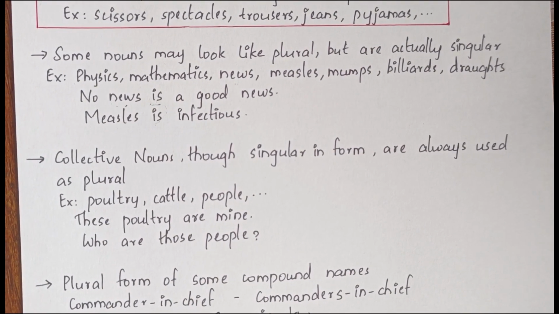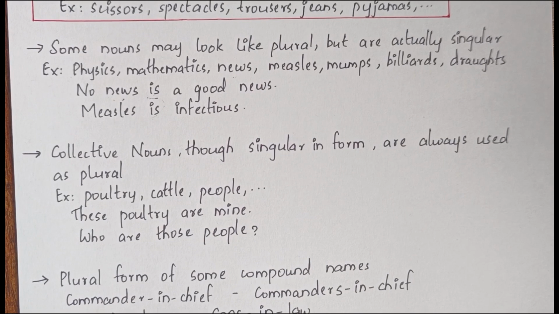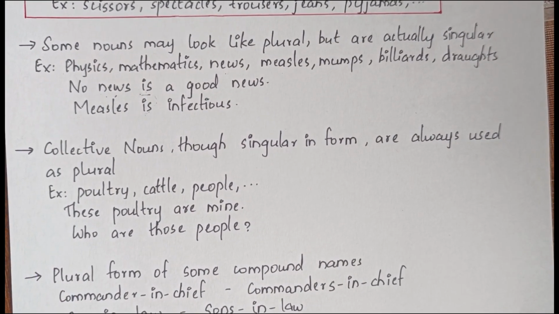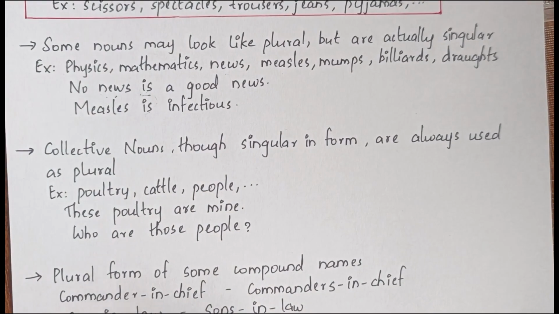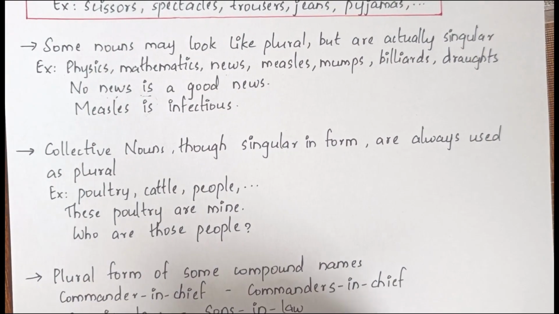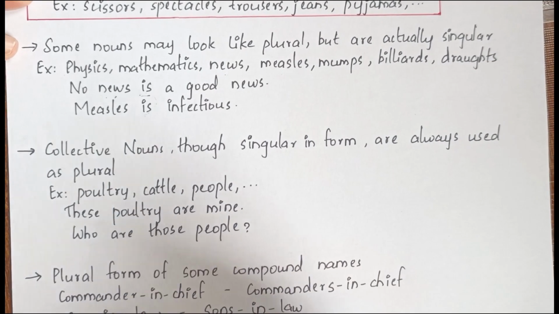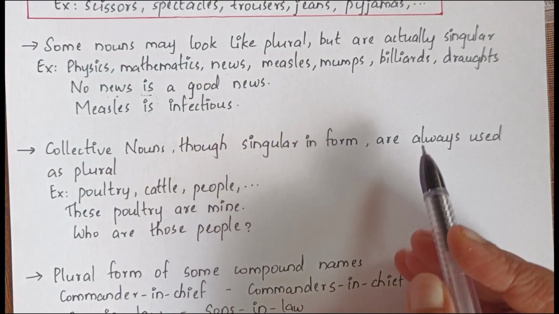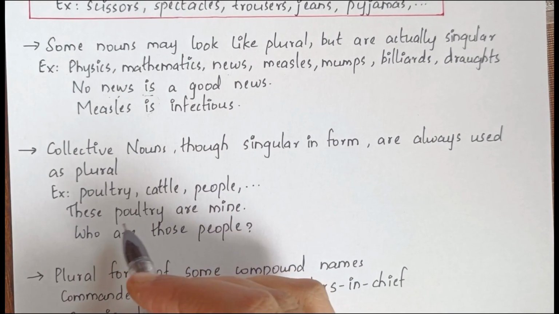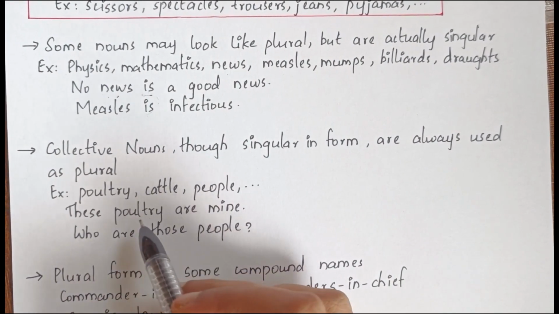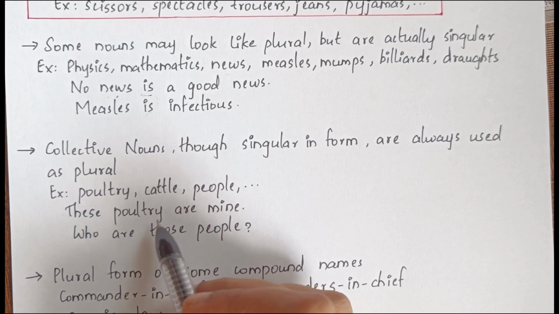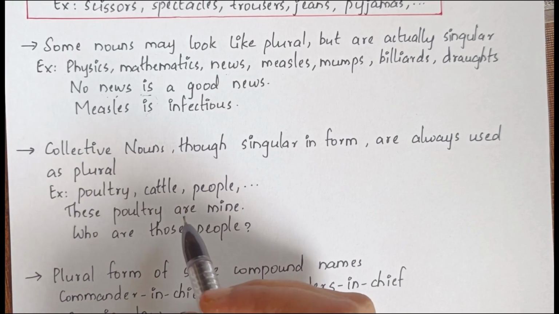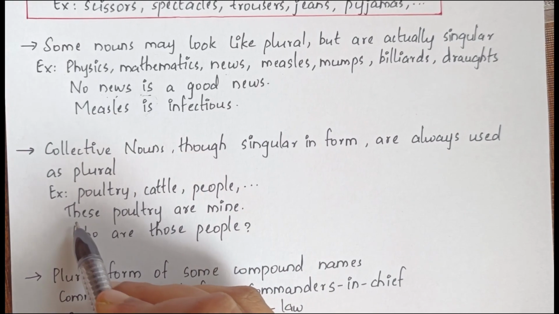Next point is about the collective noun. We have already studied that collective noun. That means a group or a collection of people or things taken together, and we speak of them as one whole. Collective nouns are actually singular in form, but they are always used as plural. That is, after the collective nouns, we must use a plural verb.